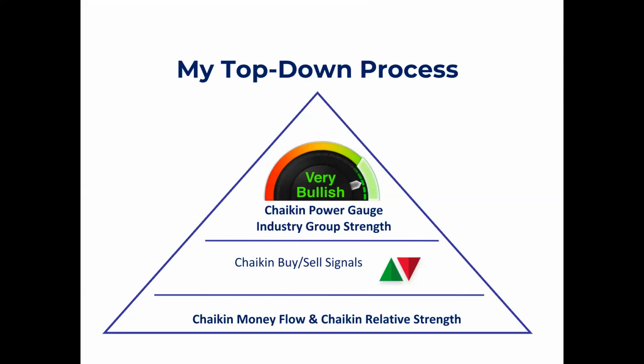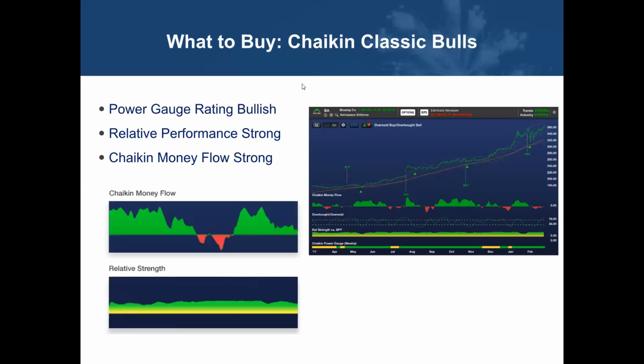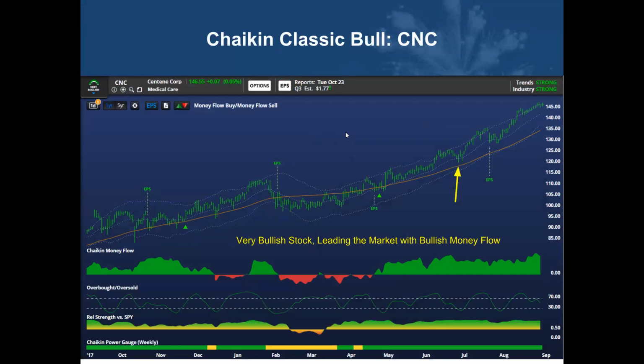And then we use the Chaikin buy and sell signals to tell us when we want to buy them and when we want to get out of the way. So what we're looking for, the types of stocks that we want to buy, are what we refer to as Chaikin classic bulls. These are stocks that have a bullish or very bullish Chaikin Power Gauge rating, have strong relative performance, meaning they're outperforming the market, and have strong Chaikin money flow. And a great example of that recently has been Centene Corp.